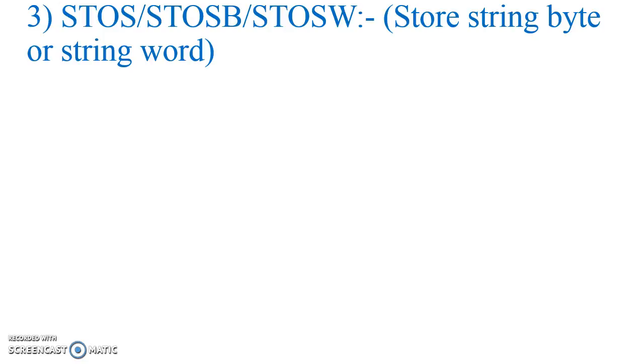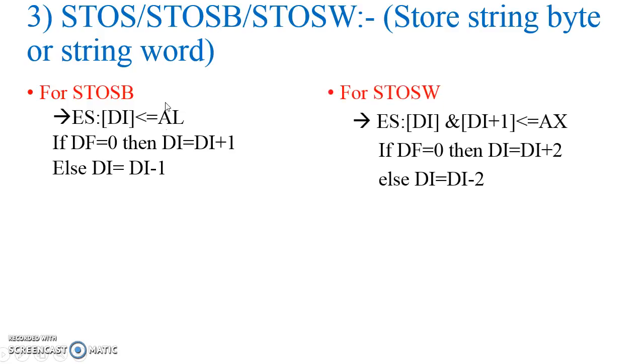The next instruction is store string byte or store string word. This instruction copies a byte from register AL or a word from register AX to a memory location in the extra segment pointed to by the register DI. In effect, it replaces a string element with a byte from AL or a word from register AX. After the copy, the DI destination index register is automatically incremented or decremented by 1, or by 2 in case of a word, to point to the next or previous element of the string.